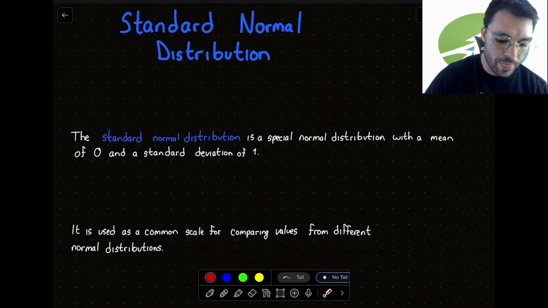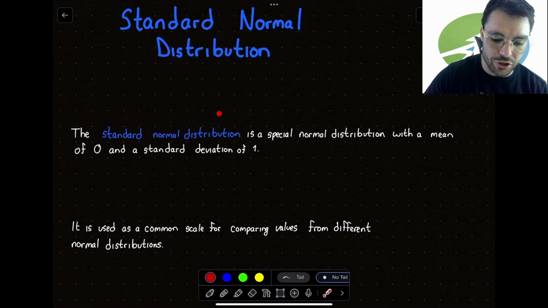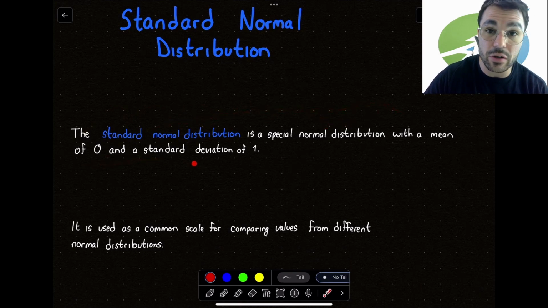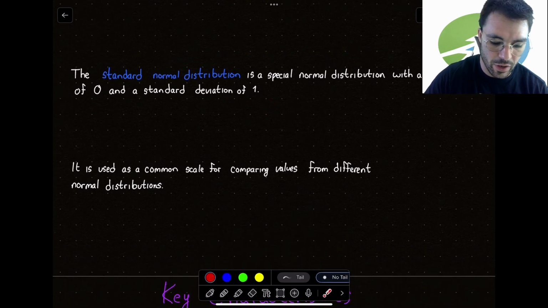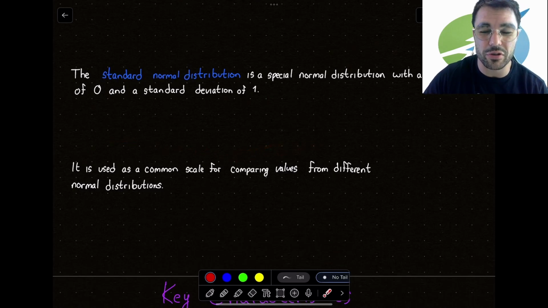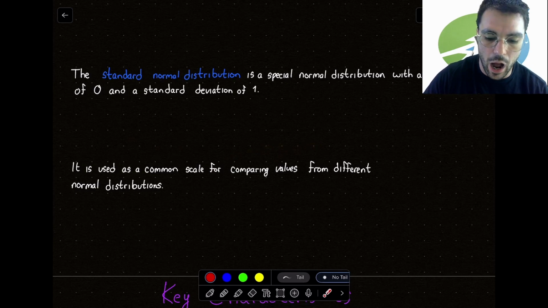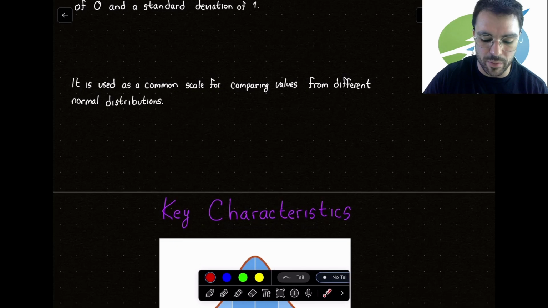And let's dive in. So, the standard normal distribution is a special normal distribution with a mean of 0 and a standard deviation of 1. It is used as a common scale for comparing values from different normal distributions. So we use this scale when we want to generalize the information given. And we'll get more into it.